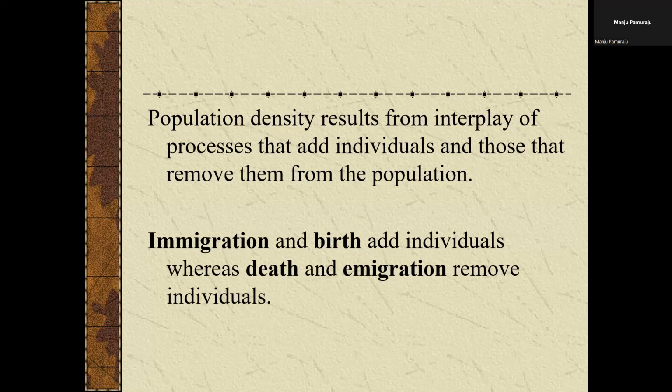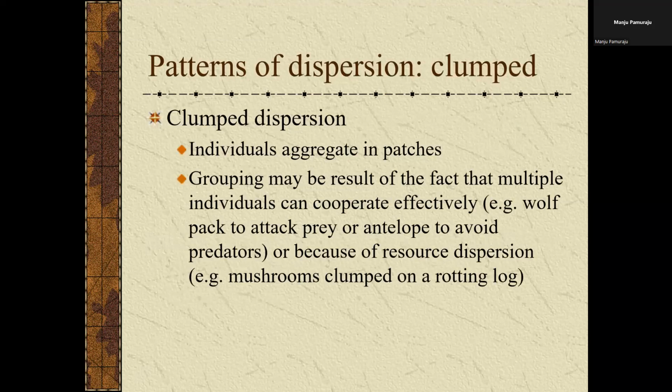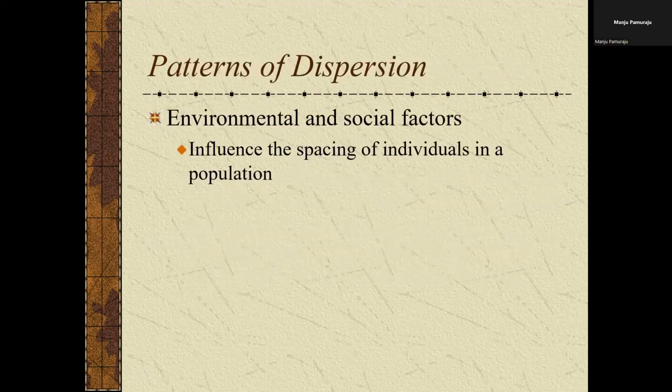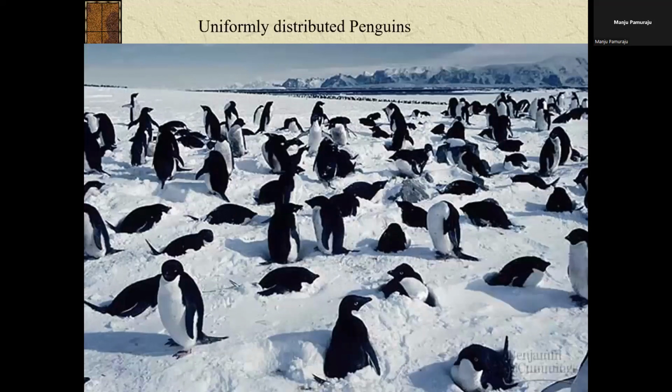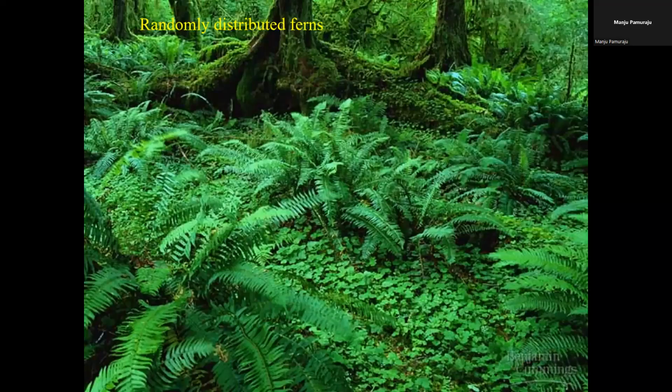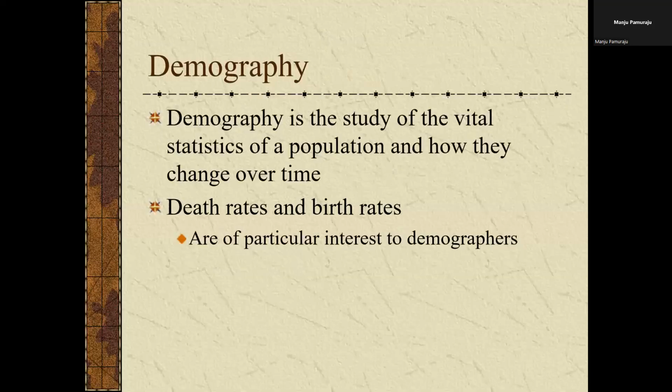So already we discussed about population immigration. Okay, so these are the different patterns of dispersion, that is clumped, uniform and random. These are the examples for clumped dispersion, where individuals are arranged and spaced in groups. Uniform dispersion, for example penguins. Randomly distributed means they are arranged irregularly, not in groups and not uniformly.